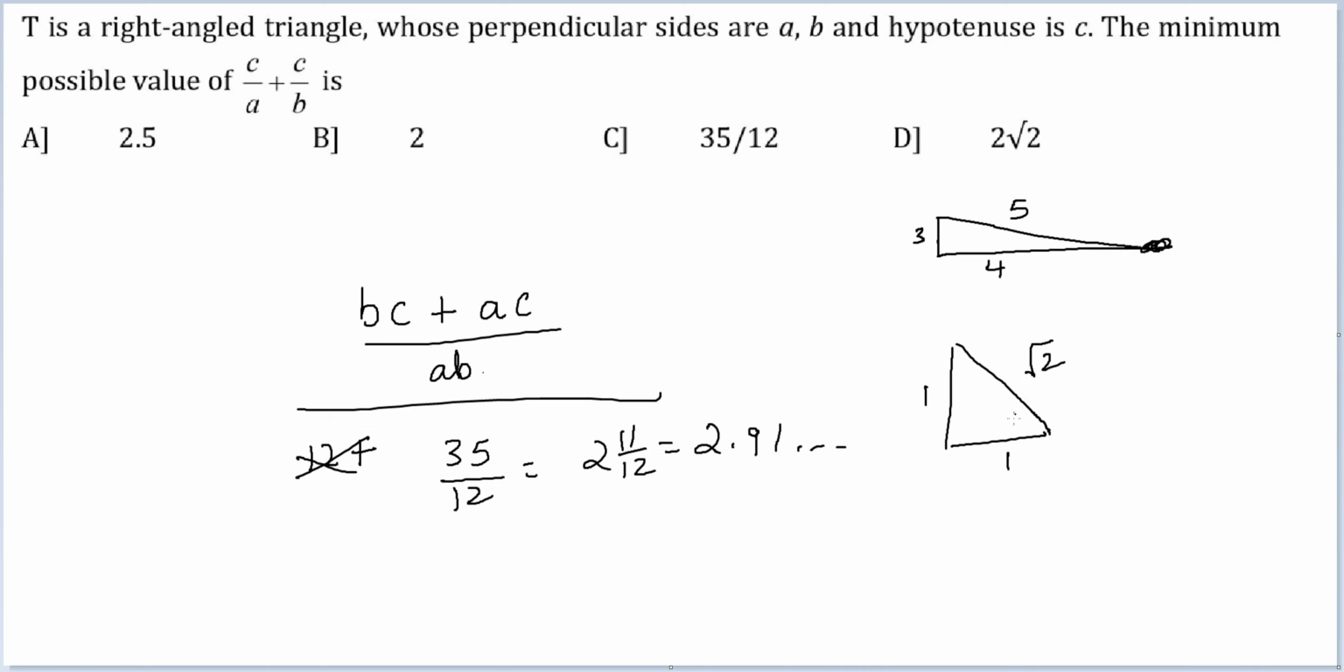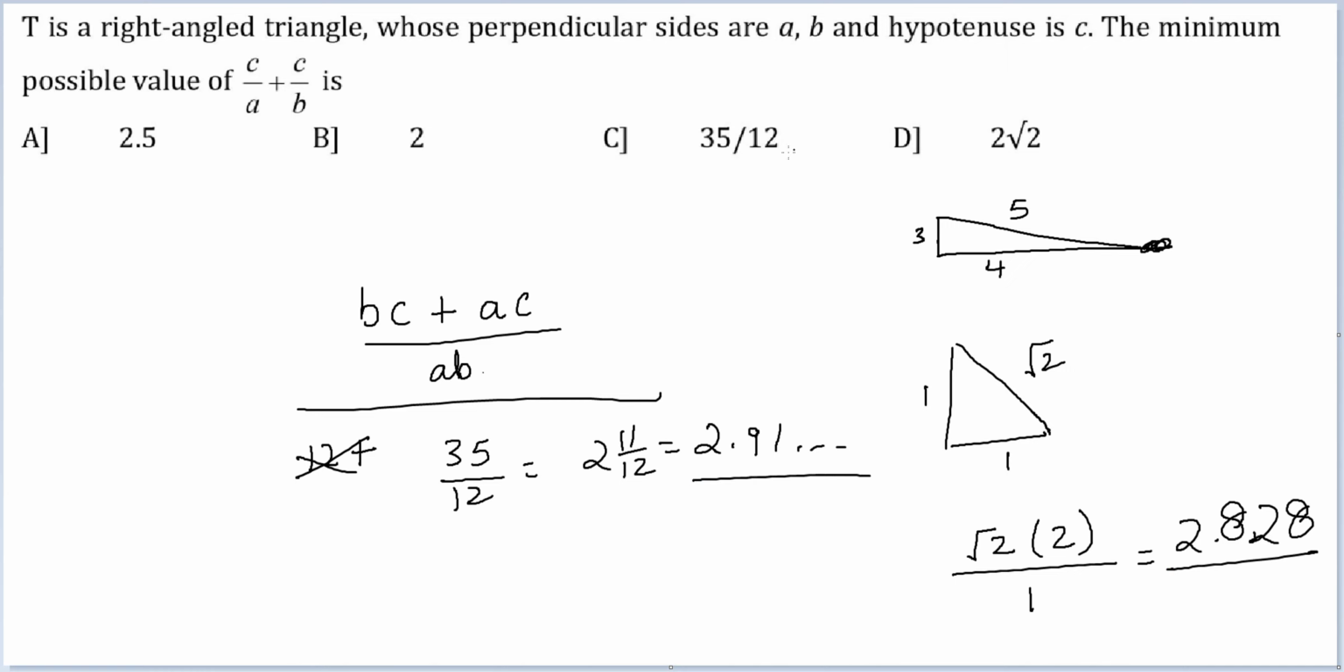For this triangle, C is root 2, so I get root 2 bracket 2 whole thing divided by 1. So 2 root 2 is 2.828. Of course, this is bigger than this value. Therefore, the minimum possible value of C by A plus C by B is going to be option D, 2 root 2.